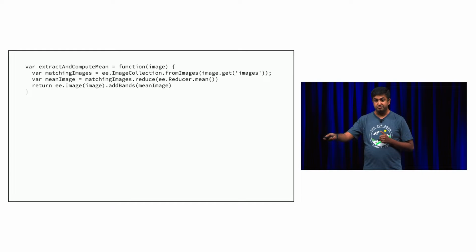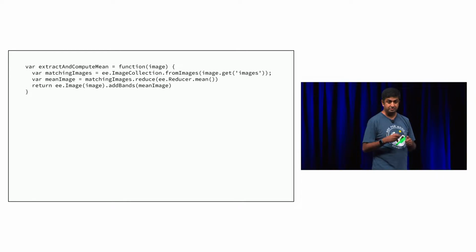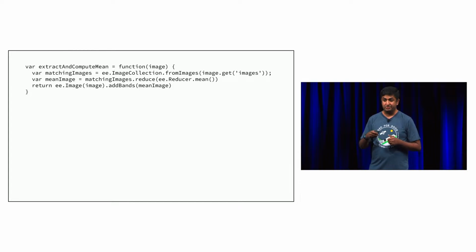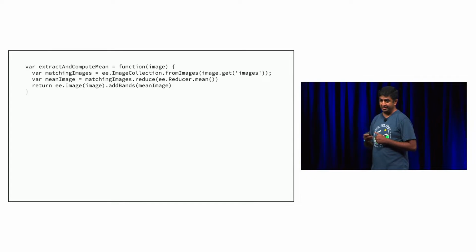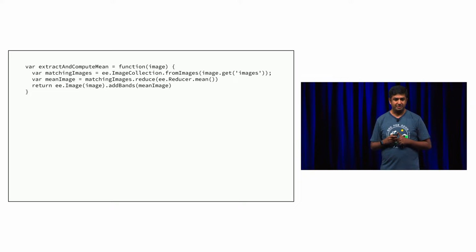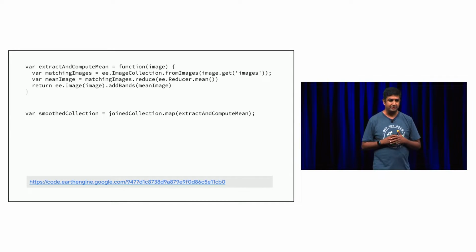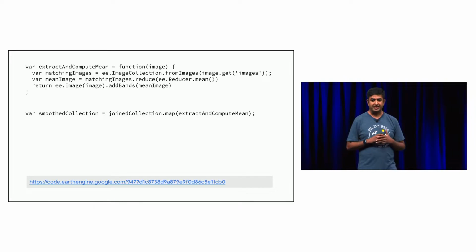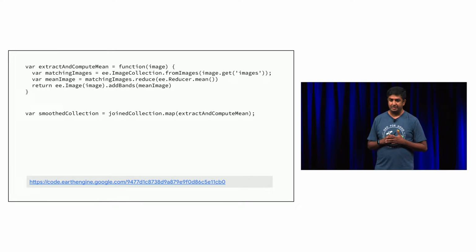Many people like to use median here. That's also appropriate because median is less sensitive to noise outliers. So if you have cloudy pixels that escaped masking, that'll work better. So you can change this to median, and that also will work. And you apply it on your collection, and now you have a smooth collection. Okay, let's see the result.